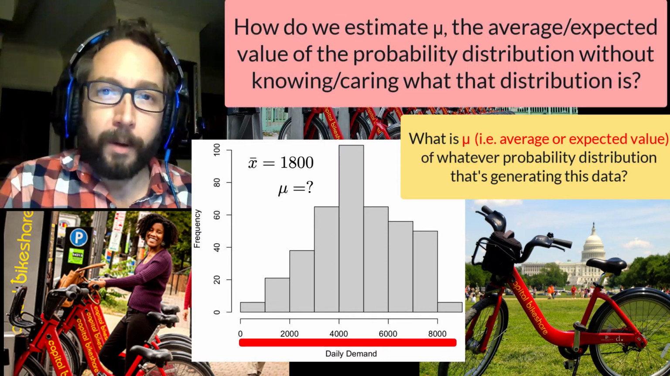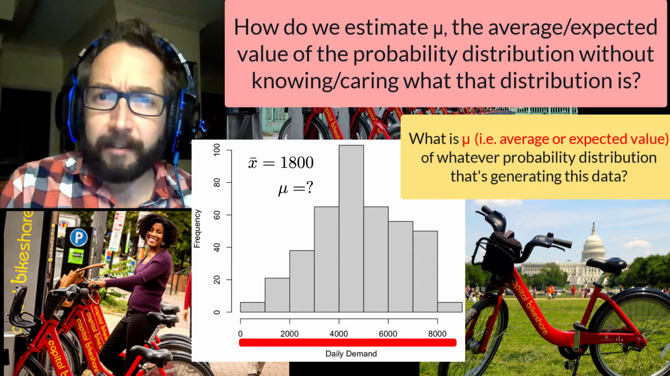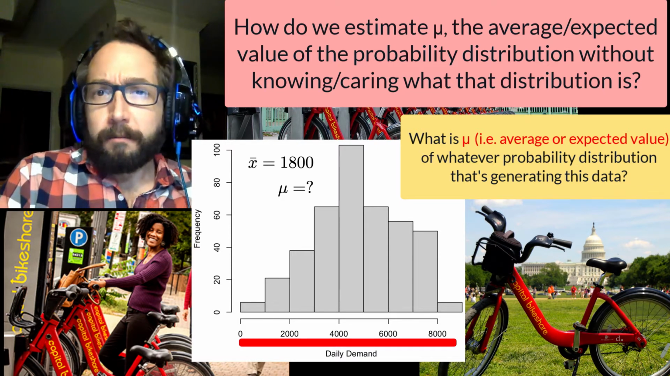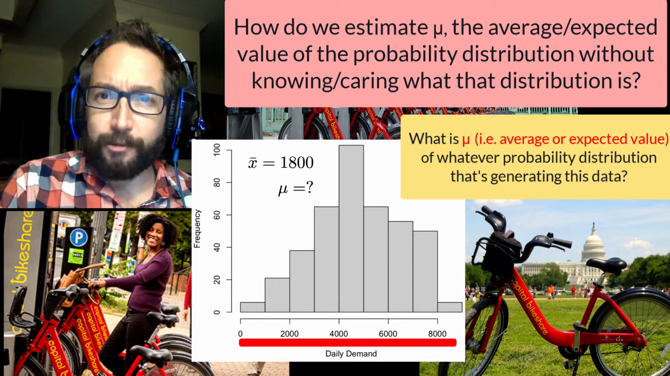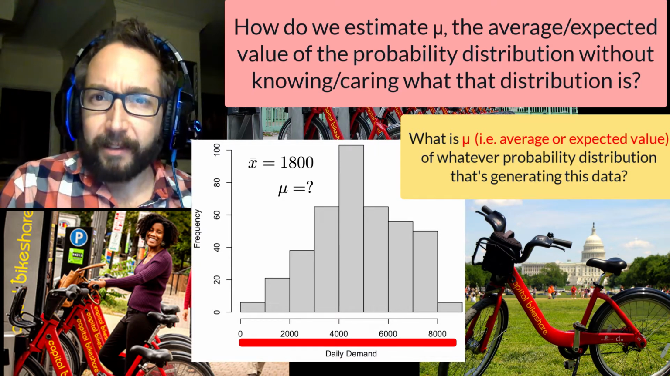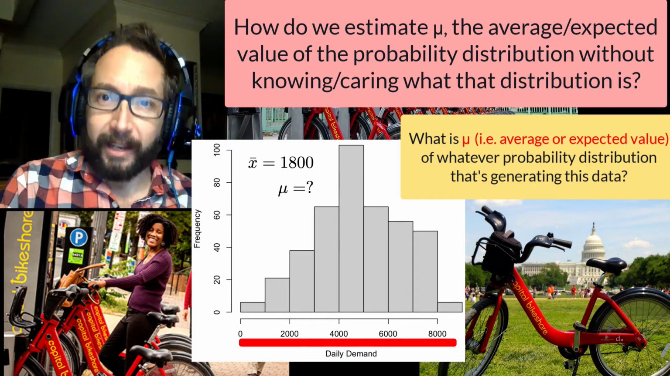Now, you don't know what probability distribution is responsible for generating this data, and frankly, that really doesn't matter too much to you. Really, what you would like to know is what is the mu parameter of that probability distribution? What is the expected value or average value of the probability distribution that's making the data?